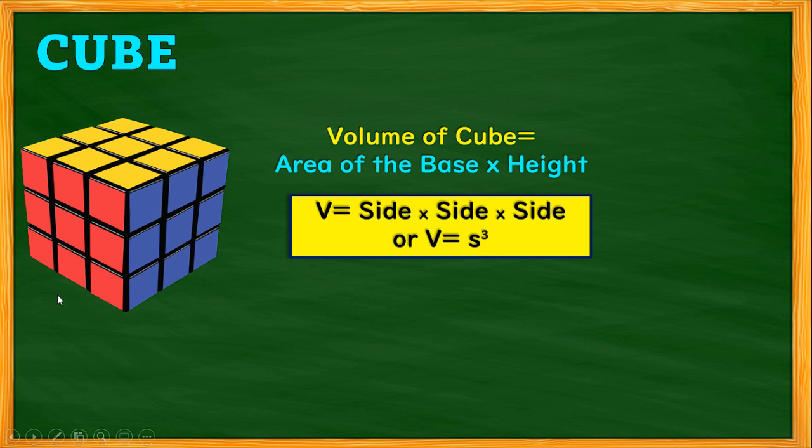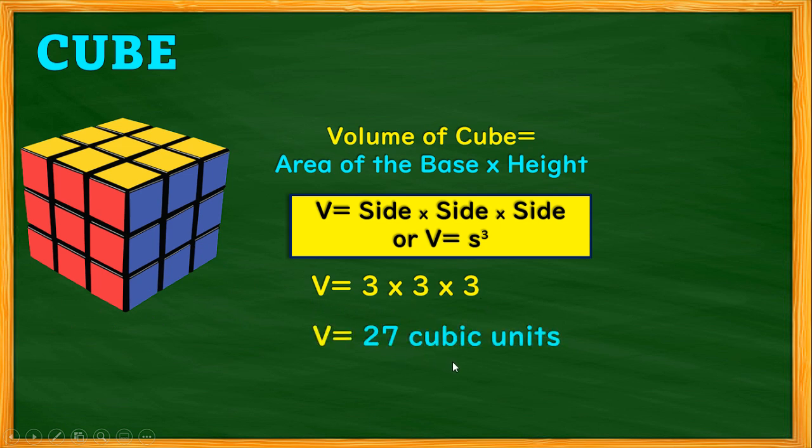So let's solve for this one. For the side, we have 3. Another side is 3. Another side is 3. So the length, the width, and height is 3. So this would be a 3 by 3 Rubik's Cube. So we have 3 multiplied by 3 multiplied by 3. The answer is 27 cubic units.